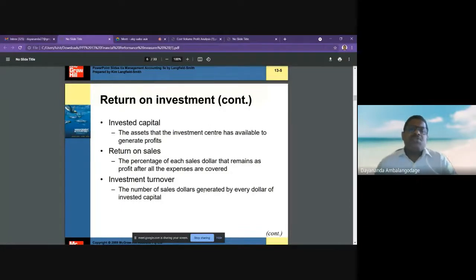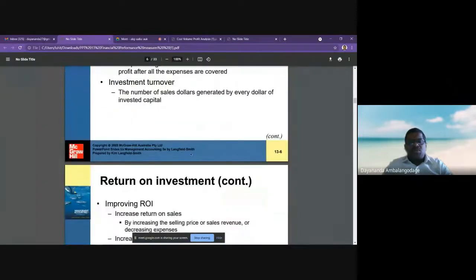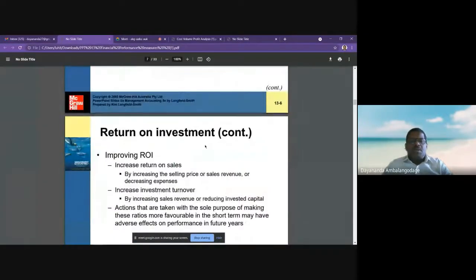So that is the investment turnover. Invested capital, return on sales, and investment turnover. Those are the technical words, definitions, what we can use. Return on investment, improving ROI means increase return on sales. So when you say you have improved your ROI, you are trying to increase return on sales.